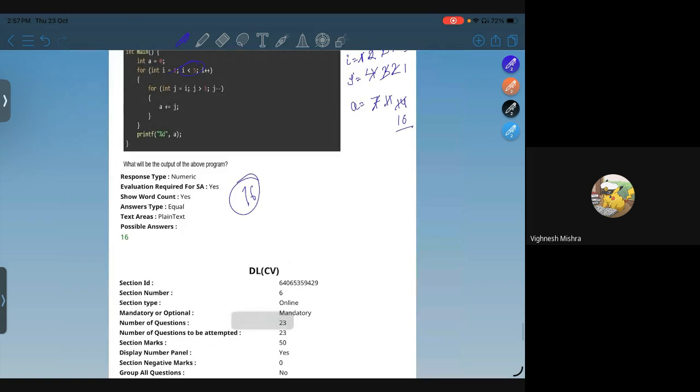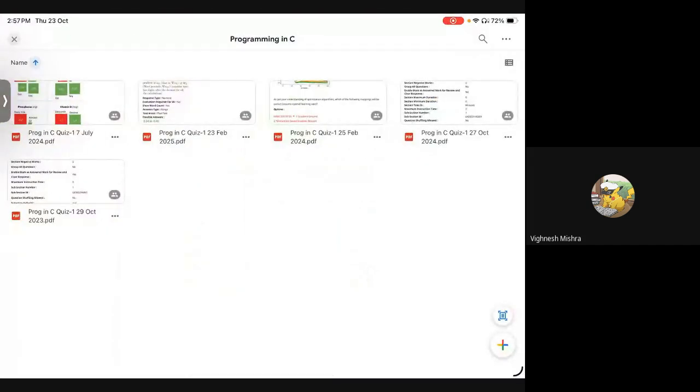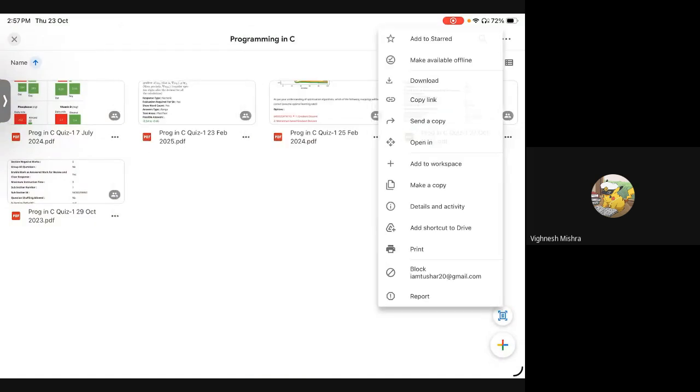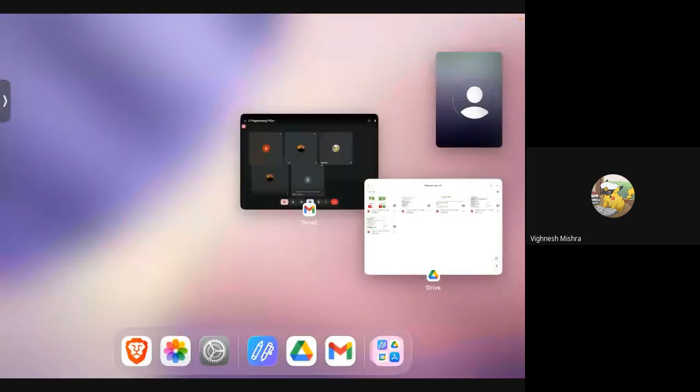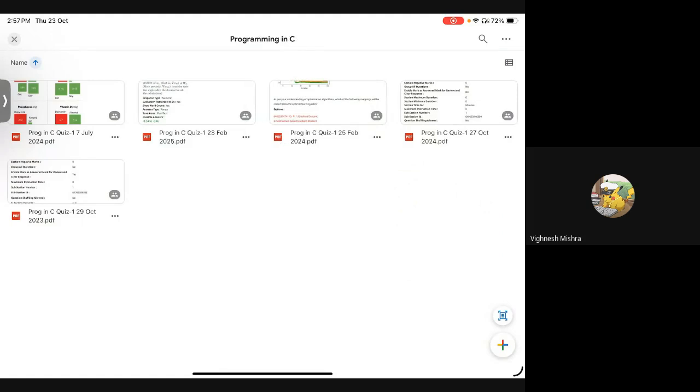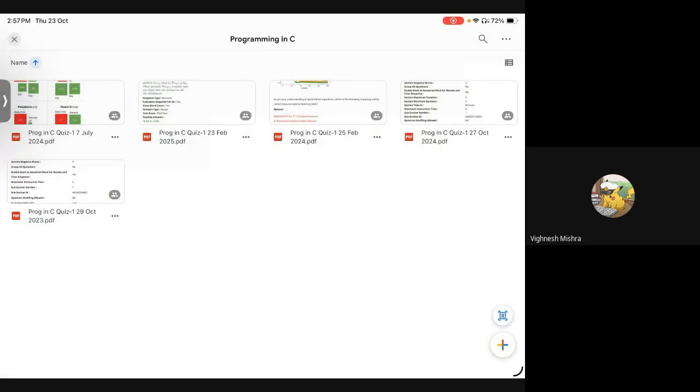Fine, we are again done with this paper. Wow, good speed. This is July 24. So this July 24 is done. Feb 25 is done. Feb 20, this October is also done. This will solve now. Good.